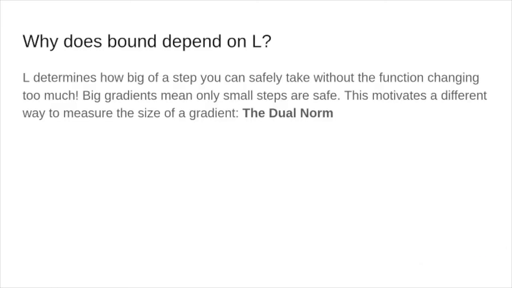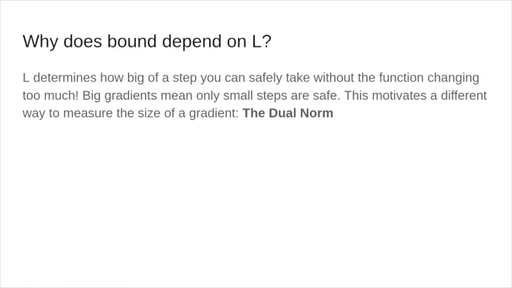So why do these bounds for gradient descent depend on L? One way of thinking about it is that L determines how big of a step you can safely take without your function changing too much. So if you want to be safe when you're updating your function, if you know that it can change rapidly, you're going to want to take smaller steps.